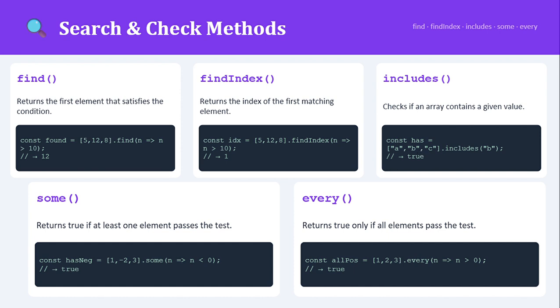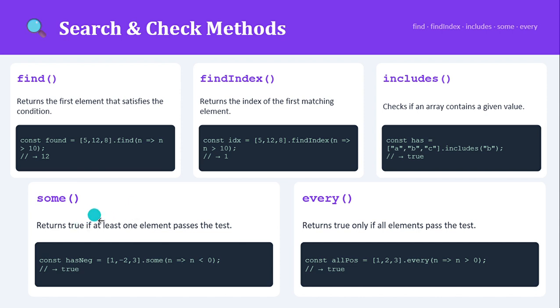Then there is includes. It checks if an array contains a given value. For example, you want to check if there is a student who got 20%. So this returns true if that student is there.